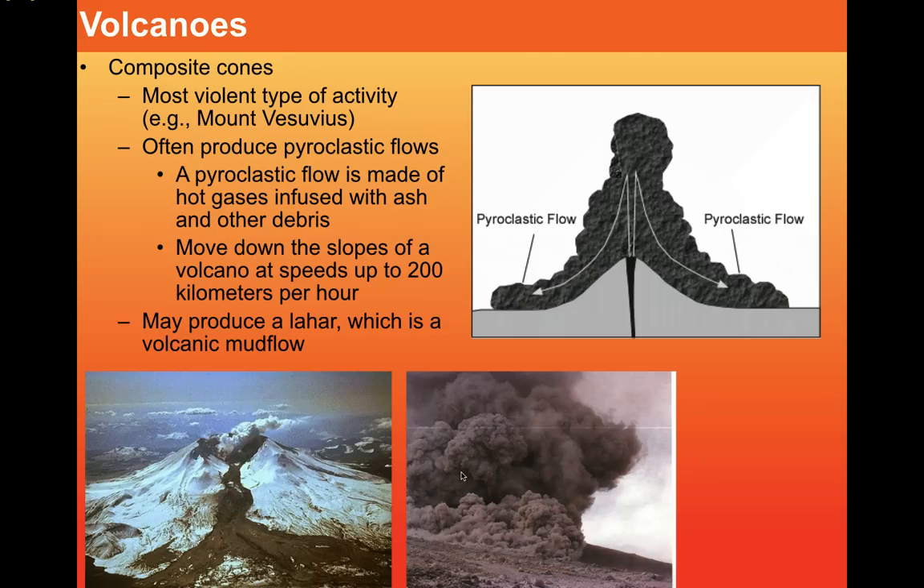So if it hits you, you die from this hot, glassy material getting stuffed in your mouth at very high speeds. It's actually a terrible way to go. It moves down the slopes of a volcano at speeds of up to 200 kilometers per hour. That's about 120 miles per hour. You can't outrun them. If it hits your house, it will just incinerate your house in a few seconds.